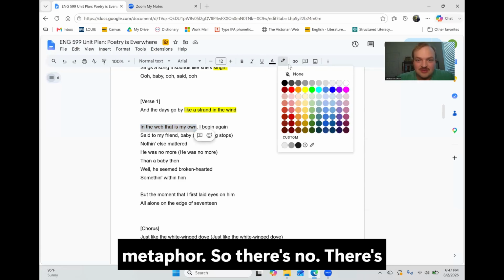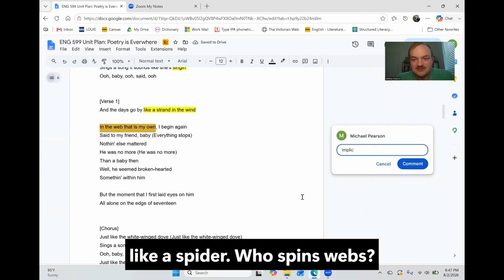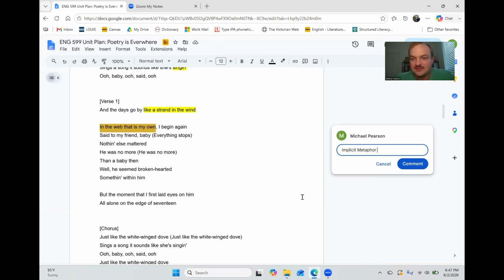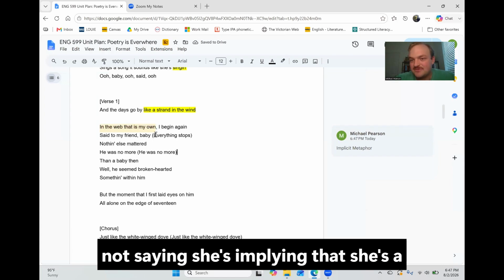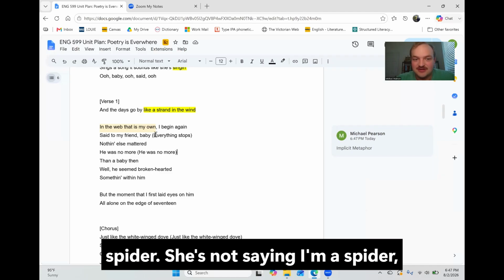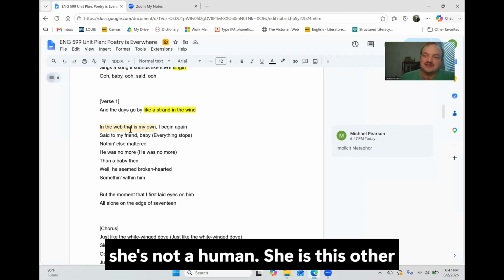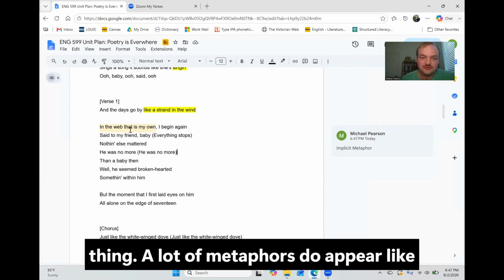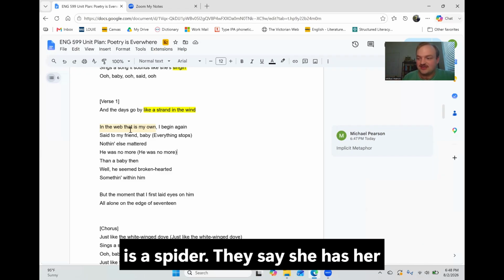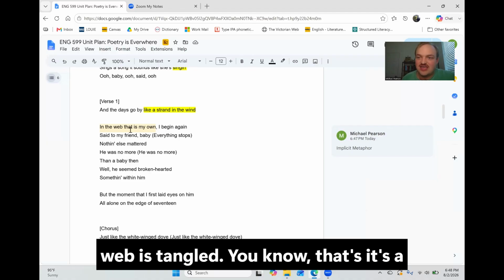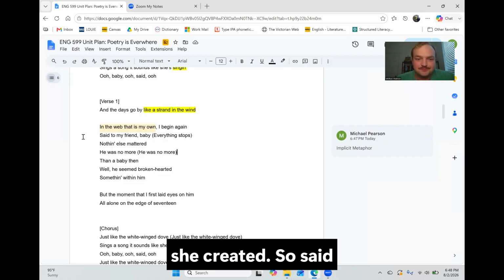So there's no, she doesn't say I'm like a spider who spins webs. There you go, I'll add that on there so we can remember it. So she's implying that she's a spider. She's not saying I'm a spider, but because she has webs, she's saying she's not a human. She is this other thing. A lot of metaphors do appear like that. They don't just say she is a spider. They say her web is tangled, or she's in the web that she created.